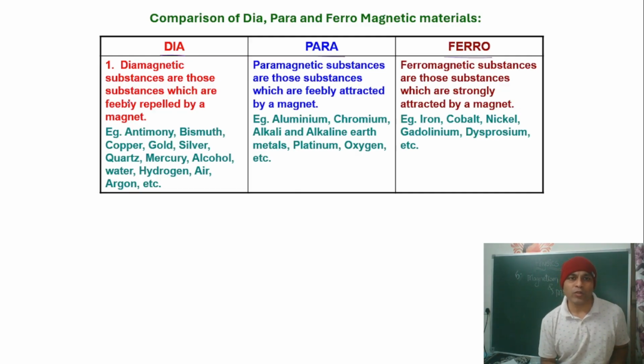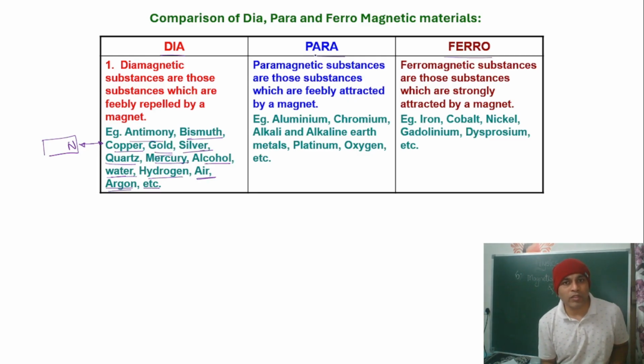So what is diamagnetic? Diamagnetic substances are those substances which are feebly repelled by a magnet. When we bring a magnet near this material, they will repel; they will not attract. They push away from the magnet. Examples are antimony, bismuth, copper, gold, silver, quartz, mercury, alcohol, water, hydrogen, air, argon, etc. So some metals are not even attracted; they are repelled.